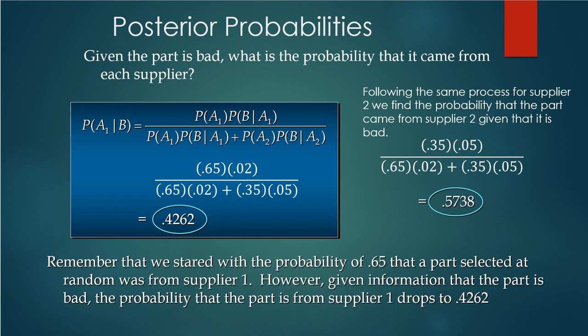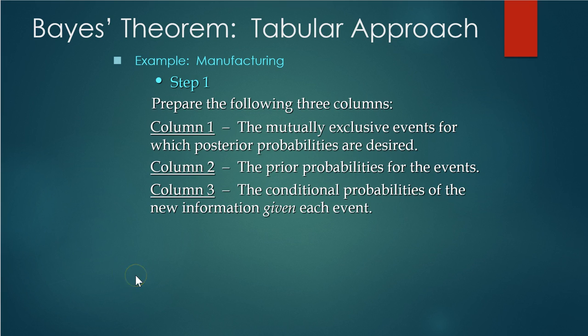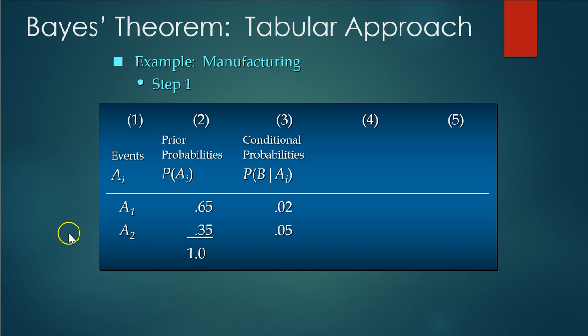All right, and we can do the exact same thing in a tabular approach as well. Sometimes this is easier for folks than the tree, so let's look through this. Again, we've got a probability of 65-35 for supplier one and supplier two parts. For the conditional probability that it was bad, supplier one only gives us bad parts 2% of the time, and supplier two gives us bad parts 5% of the time.